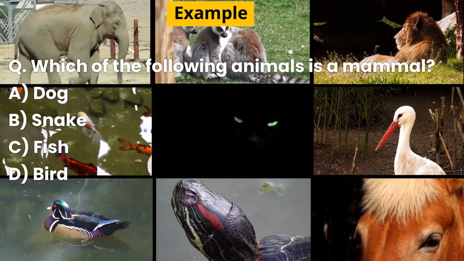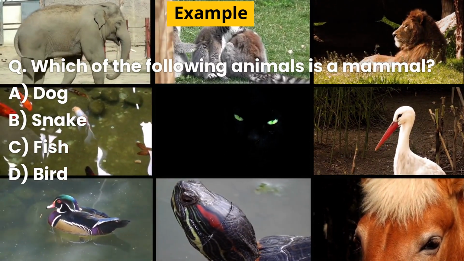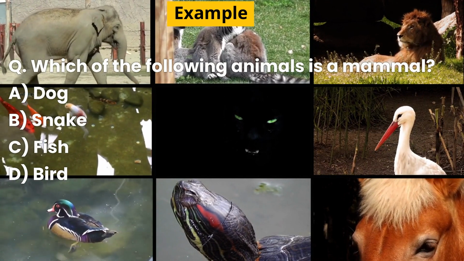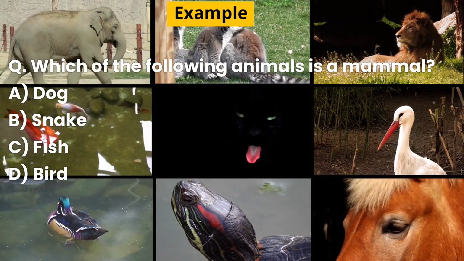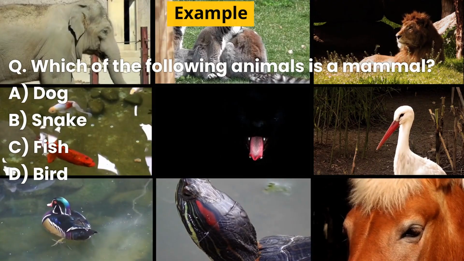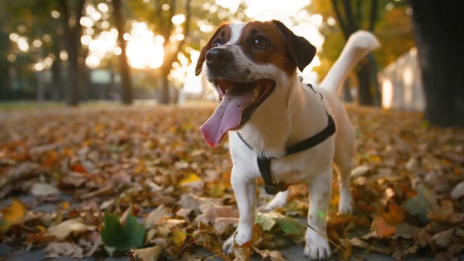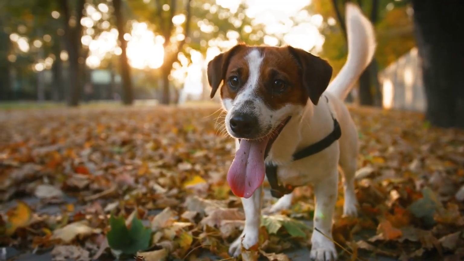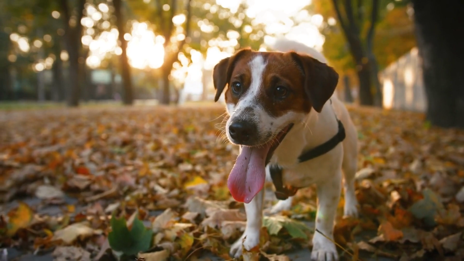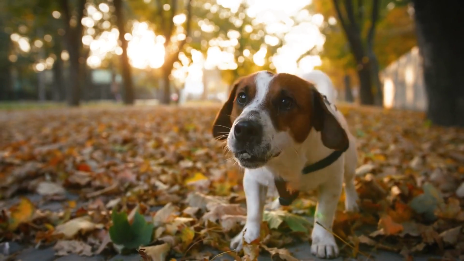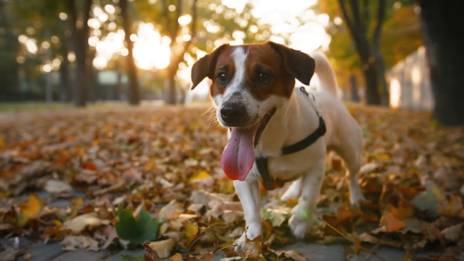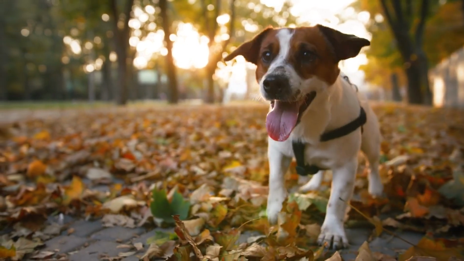Example. Consider the question. Which of the following animals is a mammal? Options are A. Dog, B. Snake, C. Fish, D. Bird. By eliminating options B, C, and D, as snakes, fish, and birds are not mammals, you narrow down the choices to A. Dog, which is the correct answer.